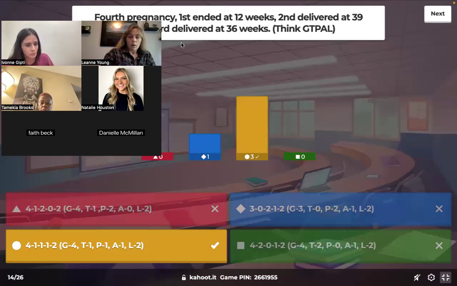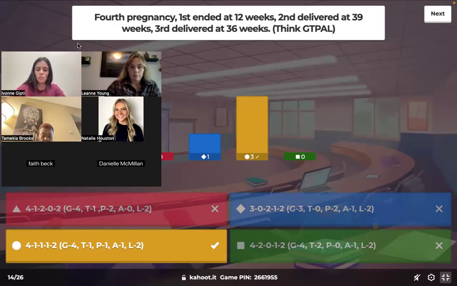Yes, so let's go through this one together because I know most of you got it, but I think this is going to be really important, especially for your exam. So this woman comes in, it's her 4th pregnancy. Her first ended at 12 weeks. That's a delivery that's earlier than 20 weeks gestation. So that would be considered a spontaneous abortion, elective abortion, whatever the case may be. So that is going to go under your A category. That pregnancy will be under your A. Second delivery, so her second pregnancy, delivered at 39 weeks.